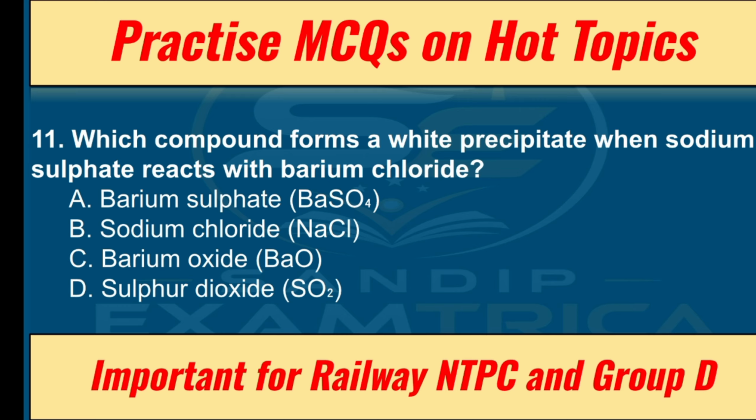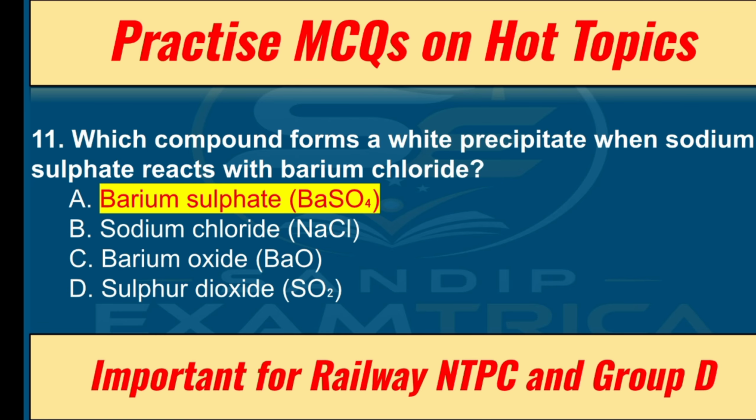Question number 11. Which compound forms a white precipitate when sodium sulfate reacts with barium chloride? This is a double displacement reaction where sodium sulfate, Na2SO4, reacts with barium chloride, BaCl2. The products will be NaCl, that is sodium chloride, and barium sulfate, BaSO4. So the white precipitate of BaSO4, barium sulfate, will be formed. So the correct answer will be option A, barium sulfate.